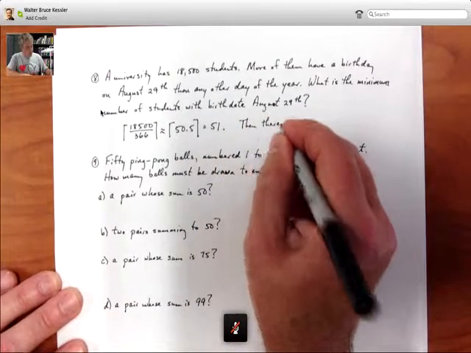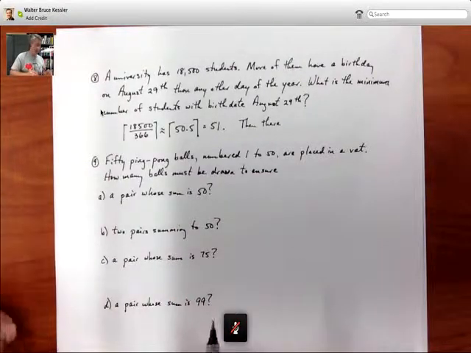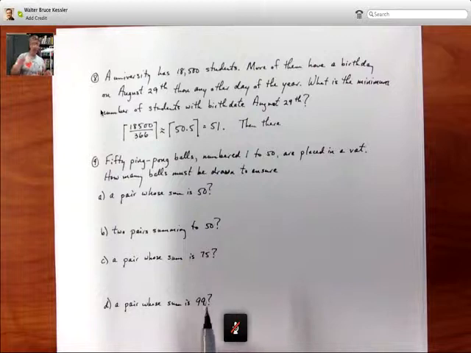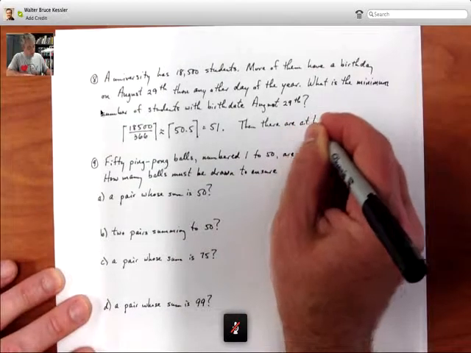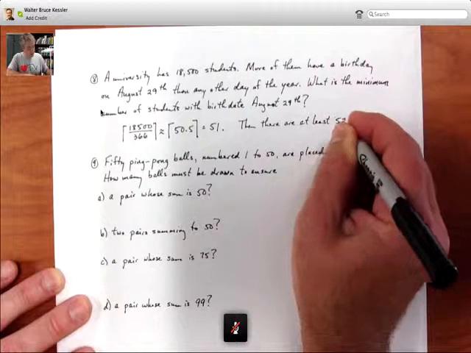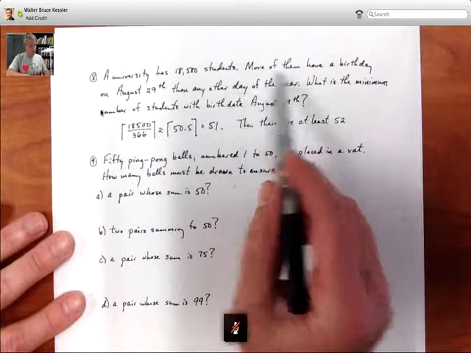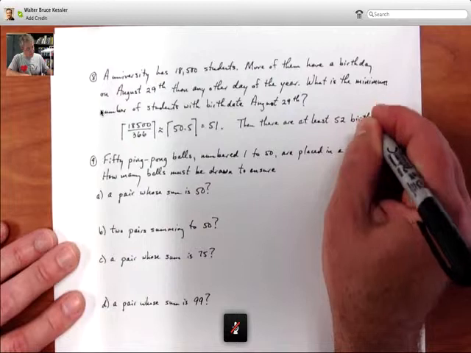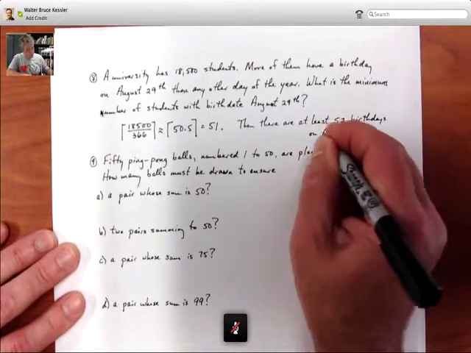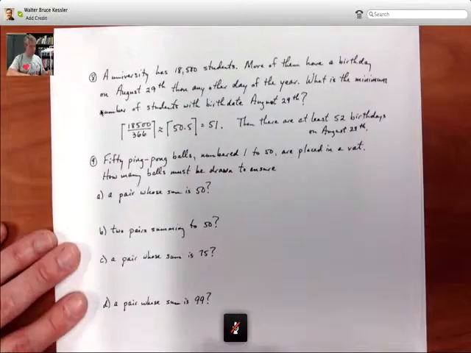Then, what we're saying here is that there's at least 51 birthdays on the same day. But that could happen on multiple days. To say that we have more on the 29th than any other day, we have to say that there are at least 52, and folks in class were good to point this out, birthdays on August 29th. Okay?